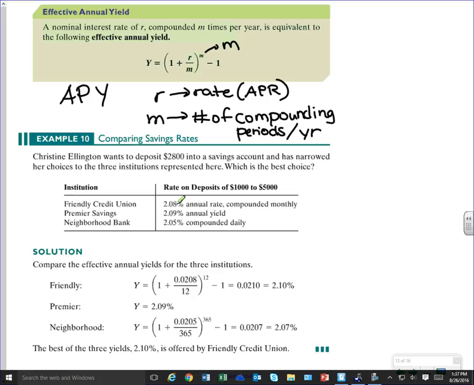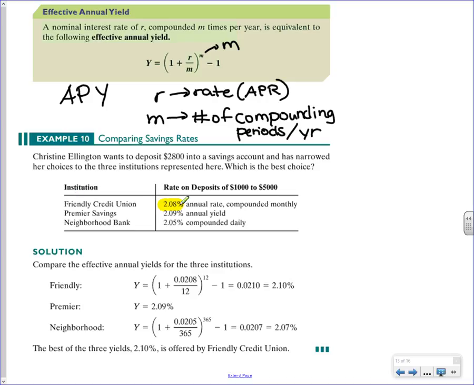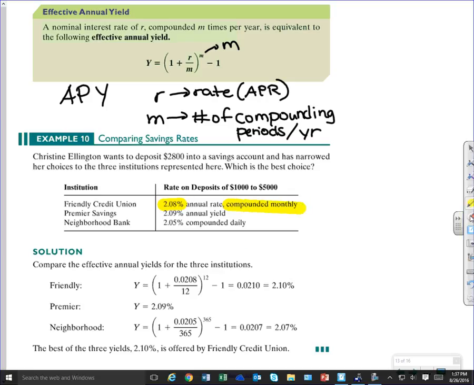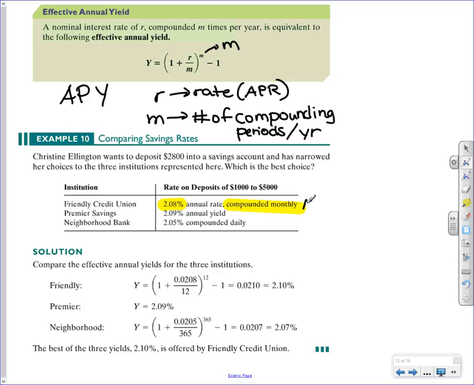So Friendly Credit Union has a 2.08% annual rate compounded monthly. Okay, so this value here is an APR. So an annual rate is an APR. Okay, the next one is Premier Savings, and it has a 2.09% annual yield. So that's an APY.